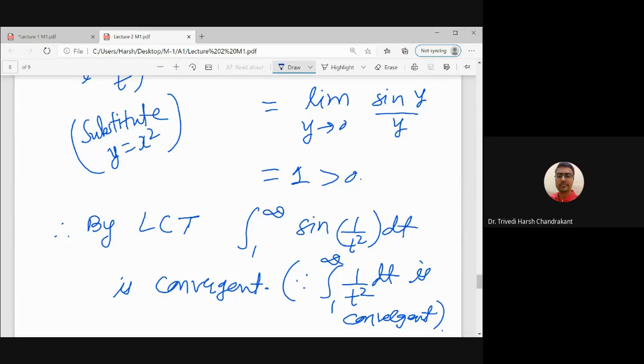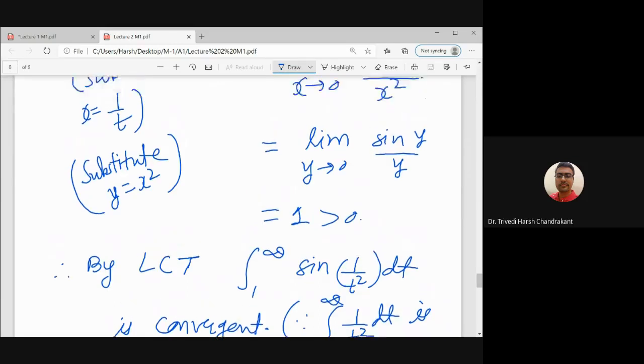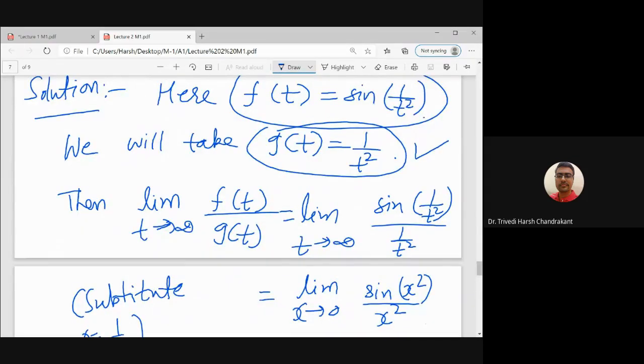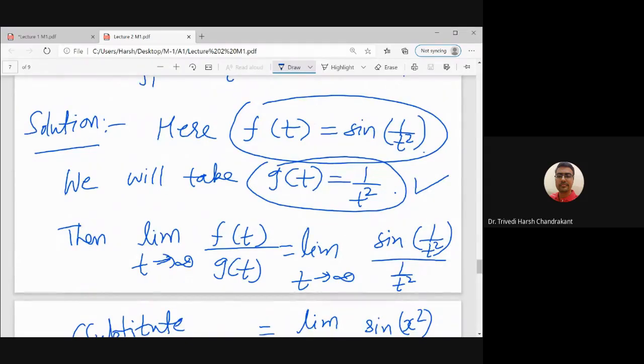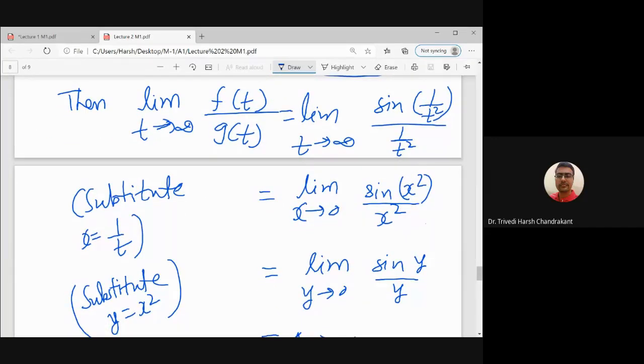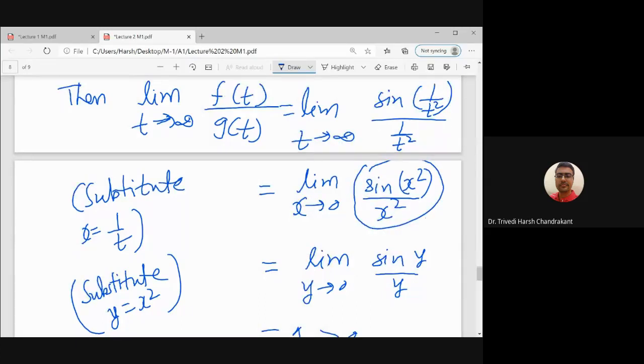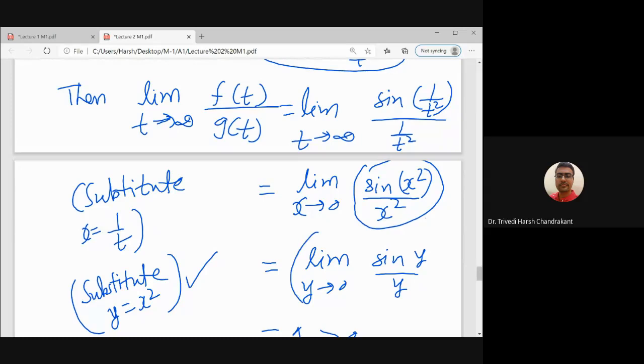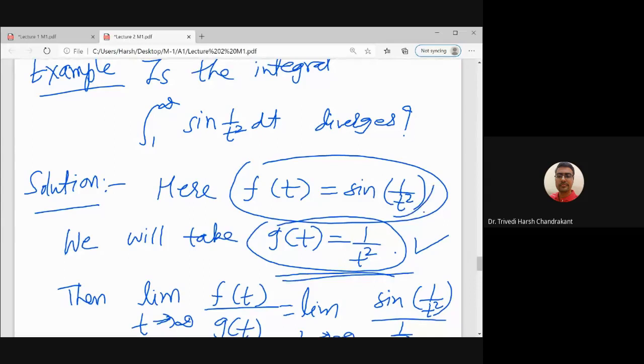So we have to note here why we can't use 1 upon t as g(t). Is it clear we cannot use g(t) equal to 1 upon t? Because if you substitute g(t) equal to 1 upon t, we'll get sine x square by x. And even if we use this substitution, we'll get sine y by root y, and that is a different formula, not the known formula. So even we cannot find the limit there. Therefore, here we are taking 1 upon t square, depending on what power is given here.